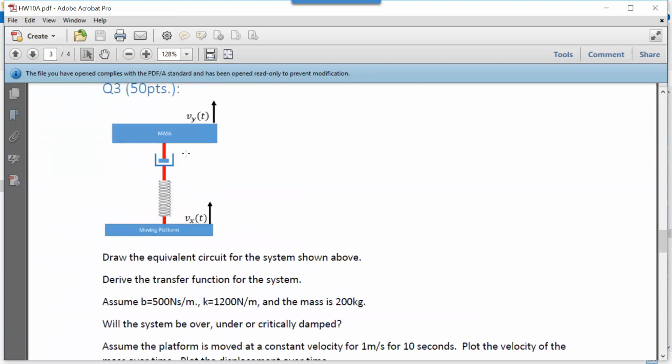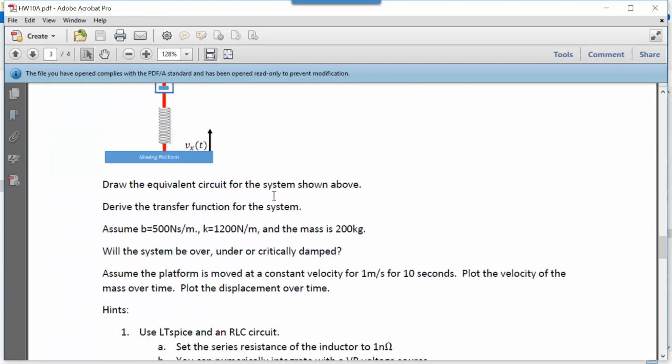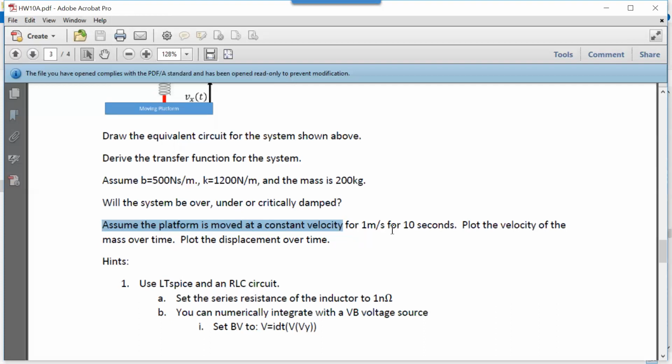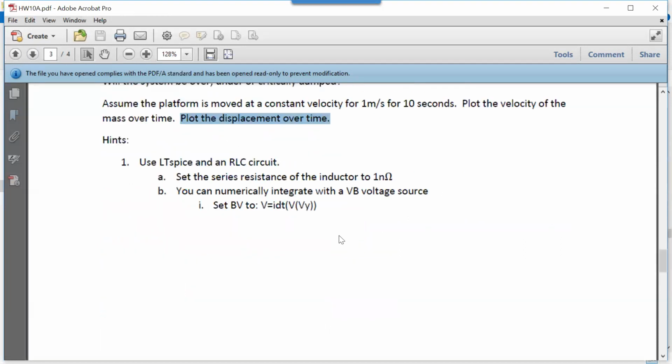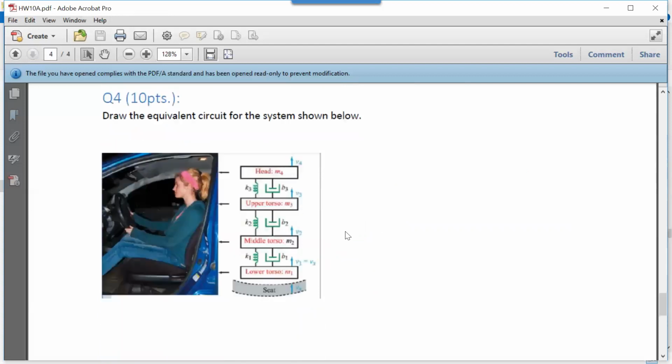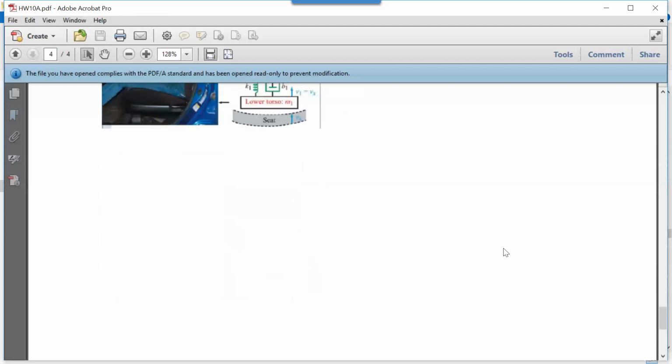Now in this case, we have a series connection, which we actually did. I give you some constants. You calculate whether it's over, under, or critical. And then in this case, you're going to plot out the velocity of the mass over time, plot the displacement over time, which you need to integrate. And it's probably good to use LTspice for this, or you can do it in Python. And then this is from the next section, but essentially you have a seat and then you have a person, and the person is broken up into a series of masses, springs, and dampers. All right.